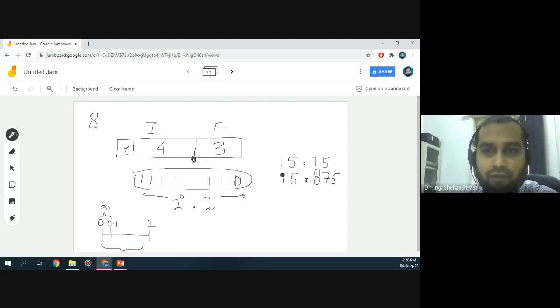So this means that there are a lot of numbers that have been skipped, right? So this is always going to be the case. So you cannot store 15.8 in this format. You cannot store 15.76 in this format accurately, right?